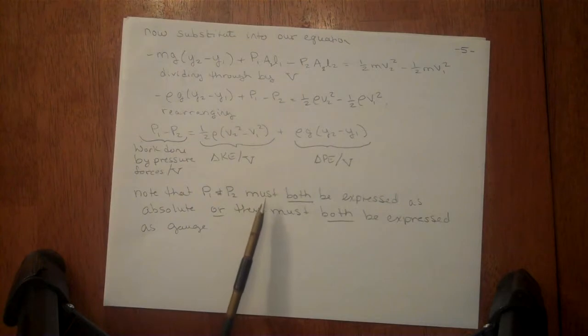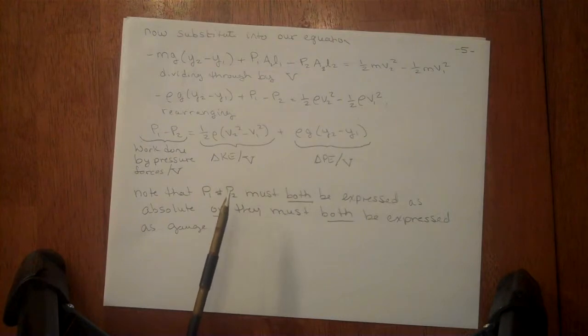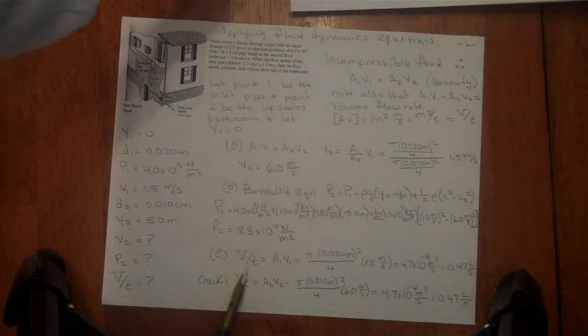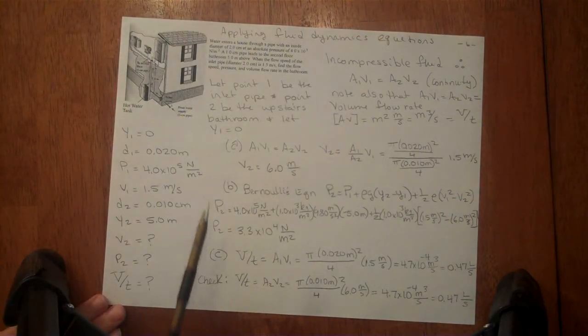Note that P1 and P2 must both be expressed as absolute pressures, or they must both be expressed as gauge pressure. In other words, you have to have them both in the same form, either both absolute or both gauge. Now let's apply these fluid dynamic equations to a problem.